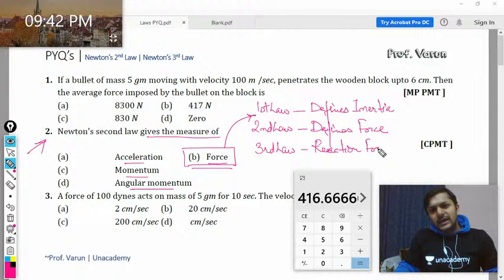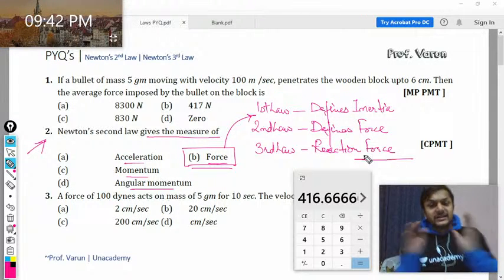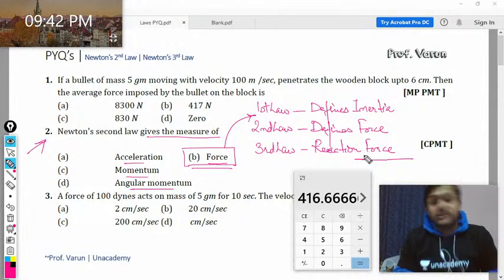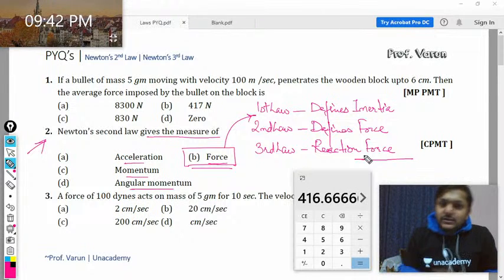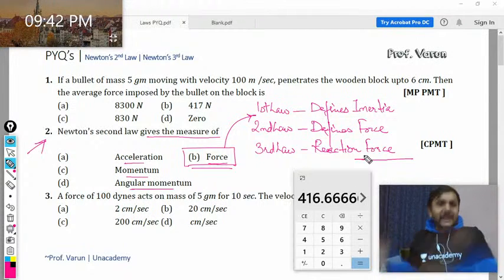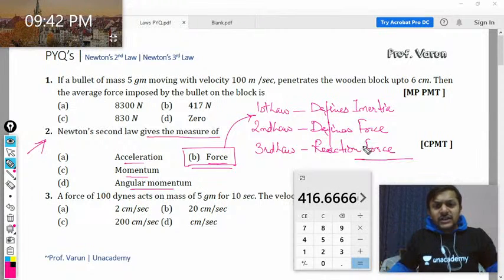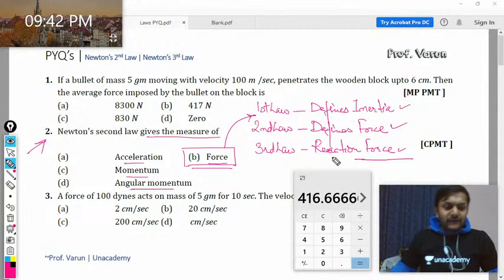There are many equipments and many particular cases in which reaction force is exemplary, and it is the main force that is acting and creating motion. But there is no law other than Newton's third law that actually defines the reaction force, because it's not defined anywhere else. So the third law defines the reaction force. These are the three things that we have found.